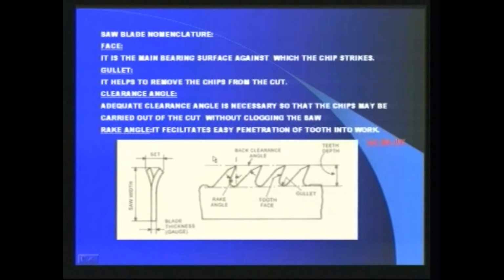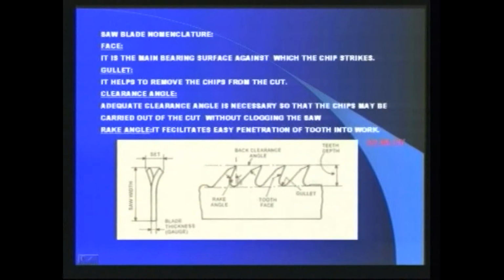The saws for metal cutting differ in overall form, but they all contain a series of cutting teeth and operate in same basic way. Saw teeth are designed to meet service requirements. The nomenclature of typical saw teeth are as shown in figure. It has a face. It is the main bearing surface against which the chip strikes. Gullet, it helps to remove the chips from the cut.